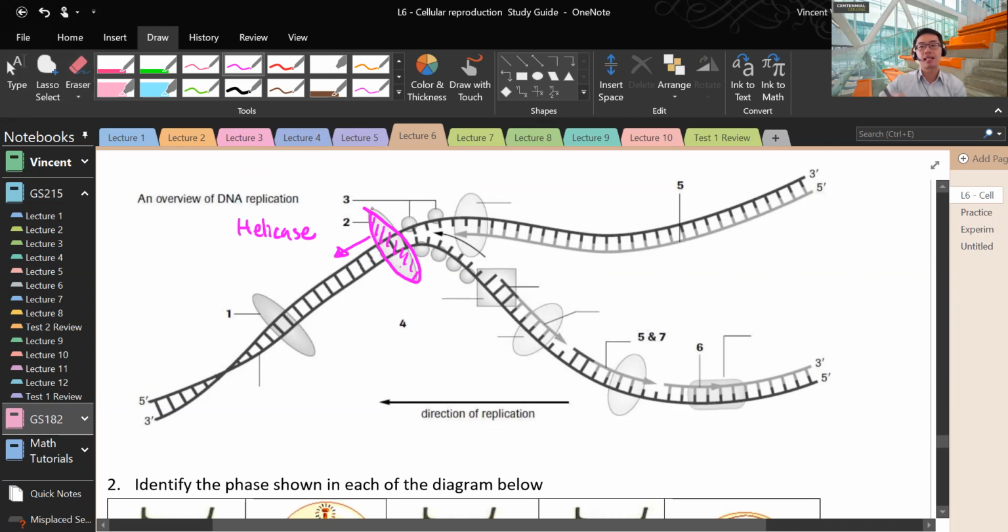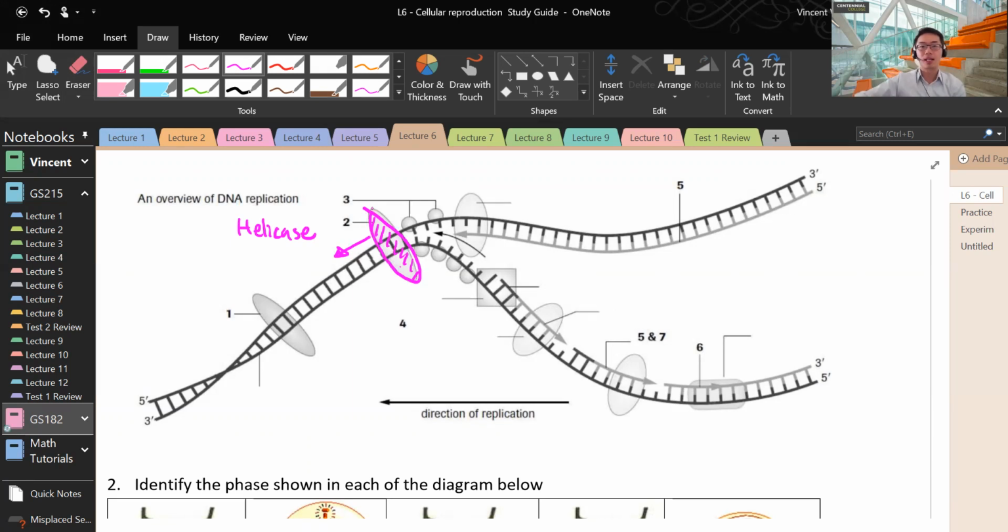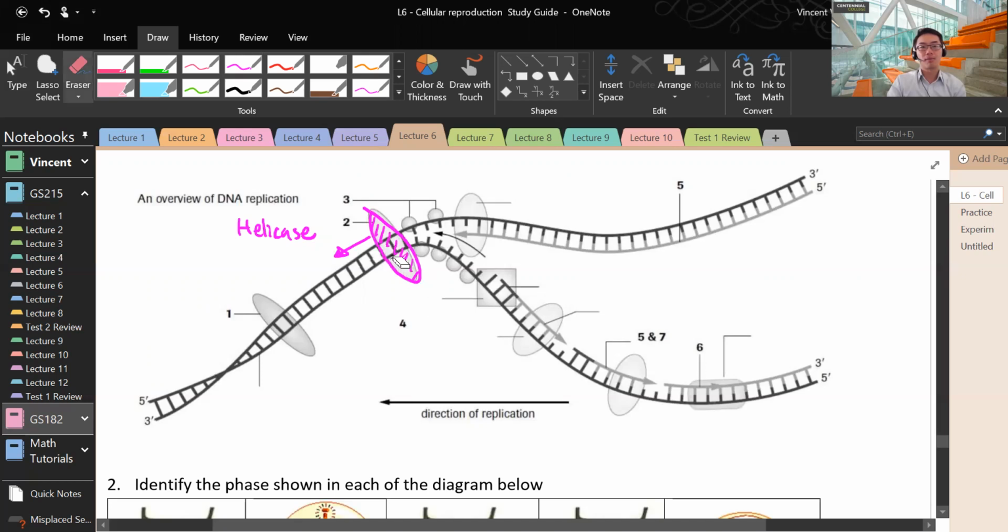Think of the helicase as like the thing in the zipper that you hold on to unzip your jacket. That's essentially what this is. You keep on pulling it down, and you will continue to unzip your jacket. What would number 1 be then? This little guy here. What is this thing?